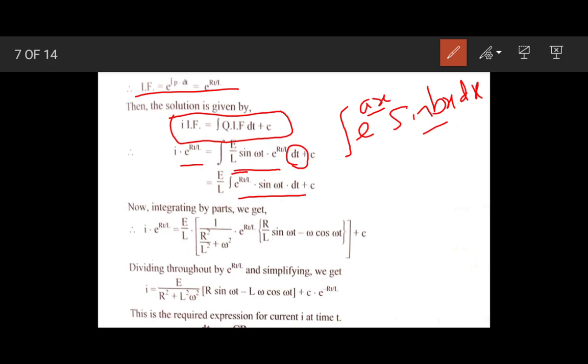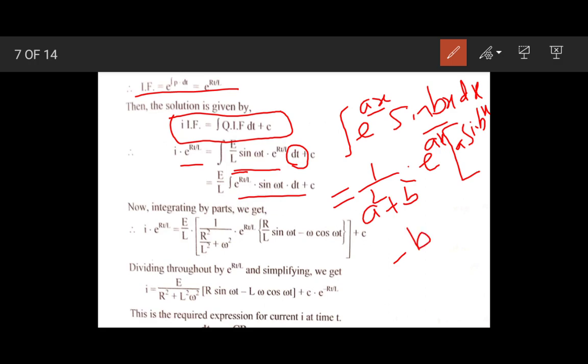So the integral of e raised to ax sin bx dx is equal to 1 upon a square plus b square into e raised to ax into a sin bx minus b cos bx. This is the integral formula.